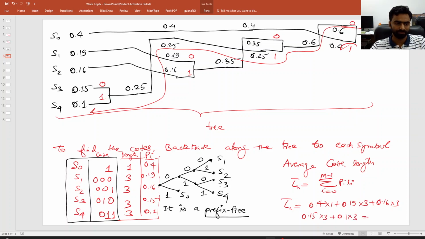So what is the answer? Has anyone found the answer? So it is 2.2 bits per symbol. So that is the final answer for the Huffman code.